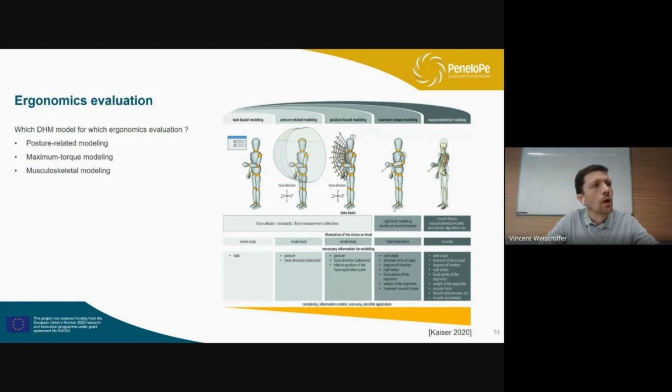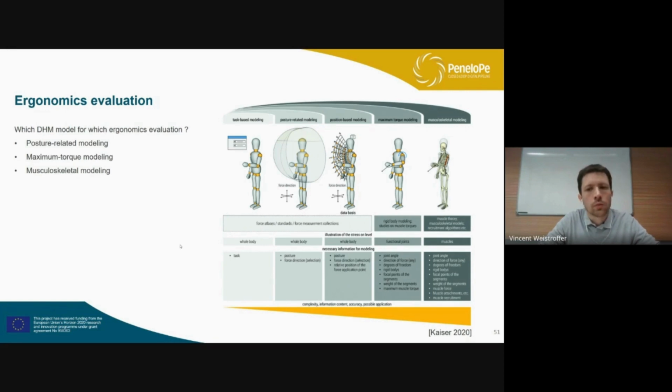Here you have also a skeleton, but with torque modeling. So you can model the torques on the human joints. And at the end, you go to the musculoskeletal modeling. So you don't only have the skeleton, you also have the muscles modeled inside your digital human.